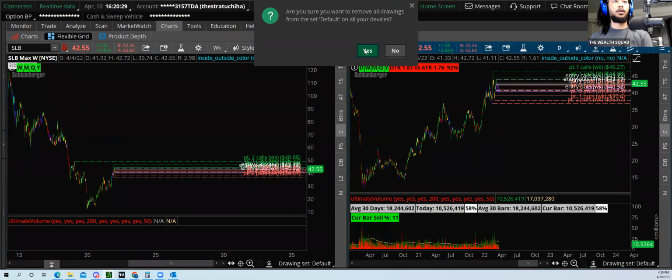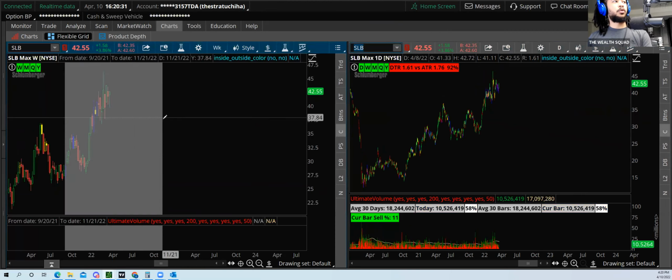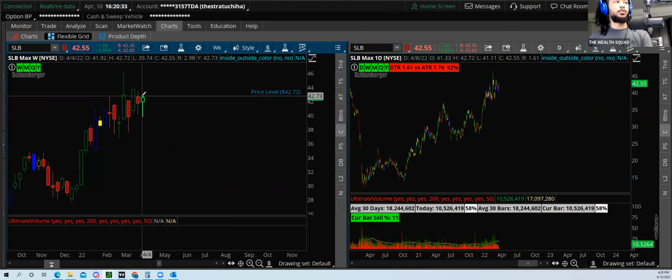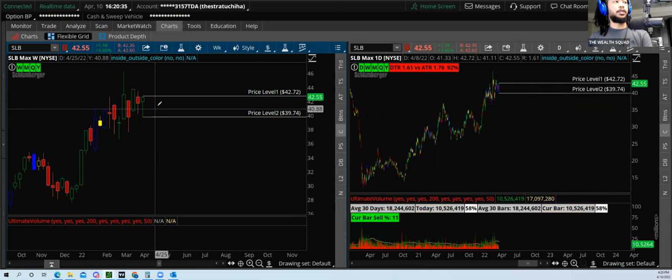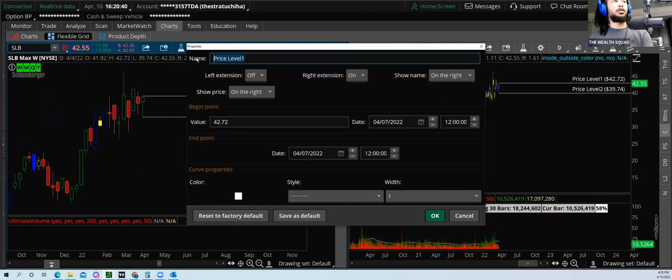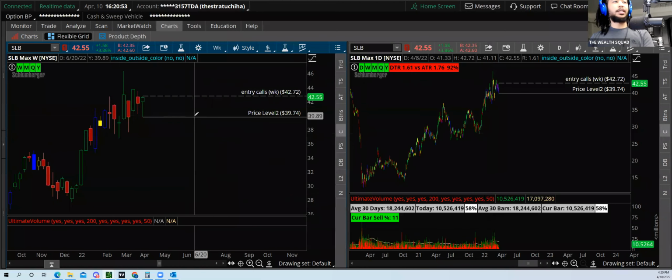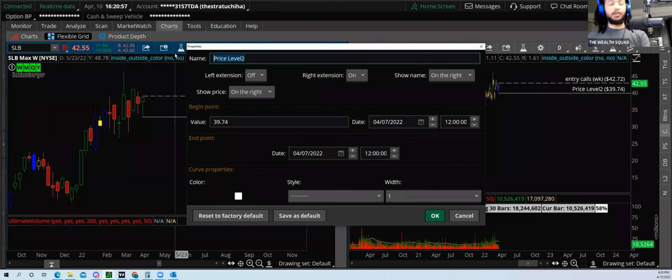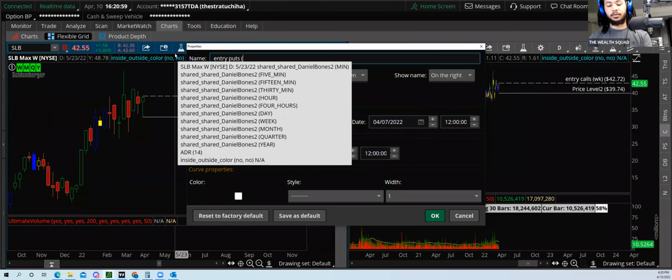So I'm going to clear all of this out. Whenever I'm going through the chart, the first thing is to acquire my entries. So for the week, the entry is to mark the high and low of the candle. Then I'll mark, all right, entry calls week. Change it to a dotted line, or slashes, whatever you call it. All right, dashes. All right, entry puts week.